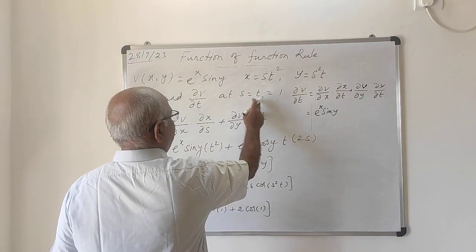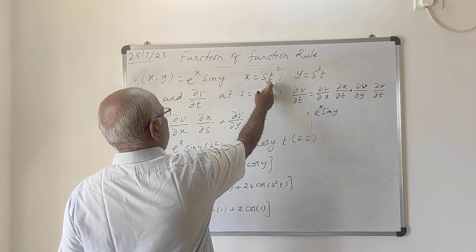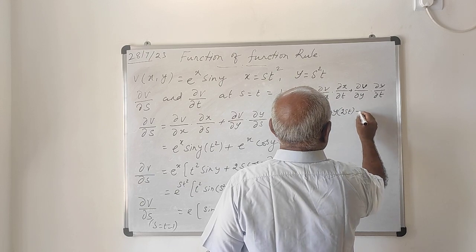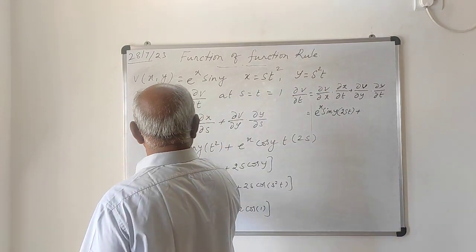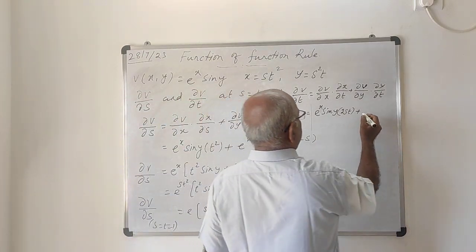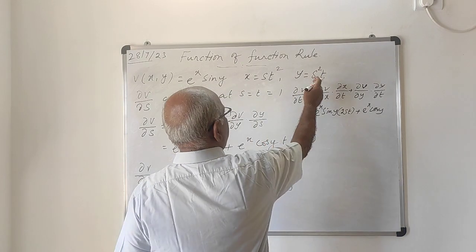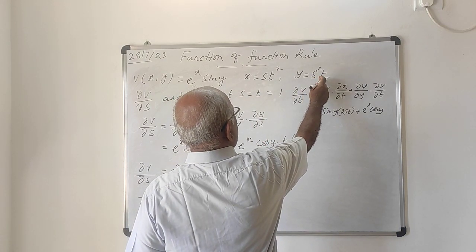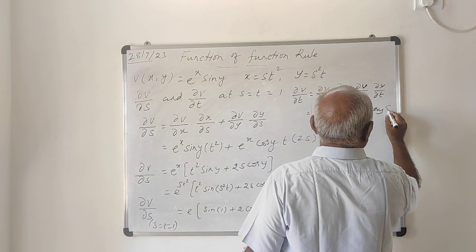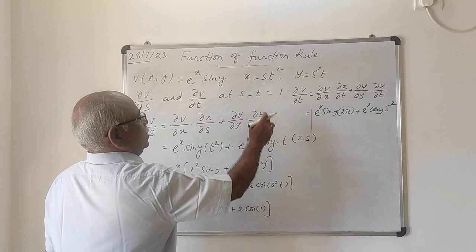But dou x by dou t, s constant, derivative of t square is 2t, so 2st. This is 2st plus dou v by dou y. Dou v by dou y was e power x cos y. E power x cos y, dou y by dou t: with respect to t you have to differentiate y, derivative of t is 1, 1 into s square is s square. So this is dou v by dou t.